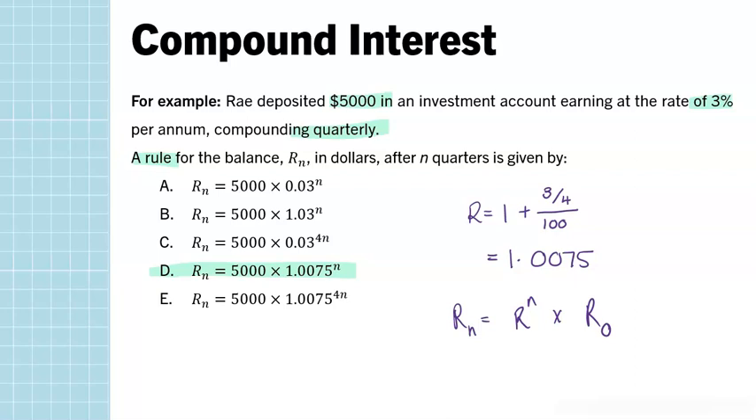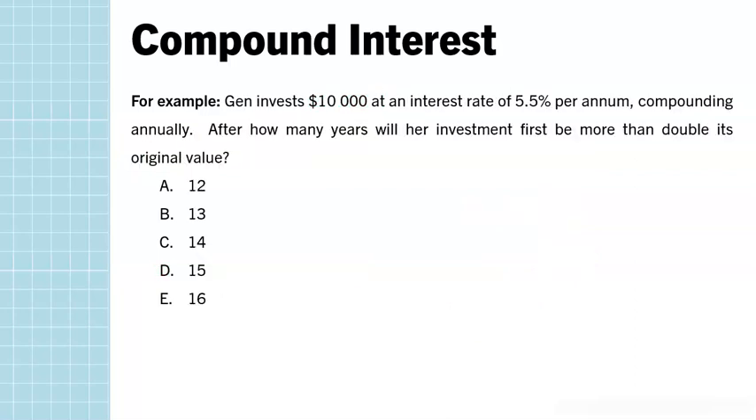N represents each quarter. In our next example, Jen invests $10,000 at an interest rate of 5.5% per annum, compounding annually. After how many years will her investment first be more than double its original value? So we're being asked to find here when, so we need to find n, where the value is at least $20,000. So at least 20,000 because we started with 10,000. So let's make a general rule so that then we can solve for that n, how long it's going to take. So firstly, what is our multiplier?